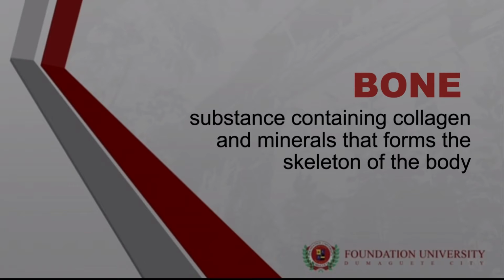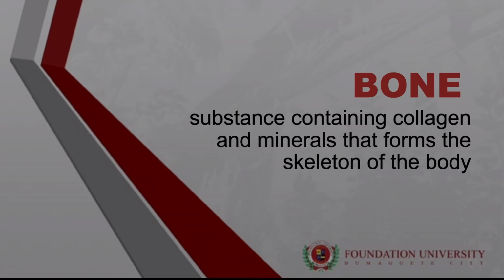Bone is a substance containing collagen and minerals, which are calcium and phosphate, that forms the skeleton of the body. It is a rigid body tissue comprising cells that make up the individual bones of the human skeleton and skeletons of other vertebrates. Trivia: the adult human body is made up of 206 bones.